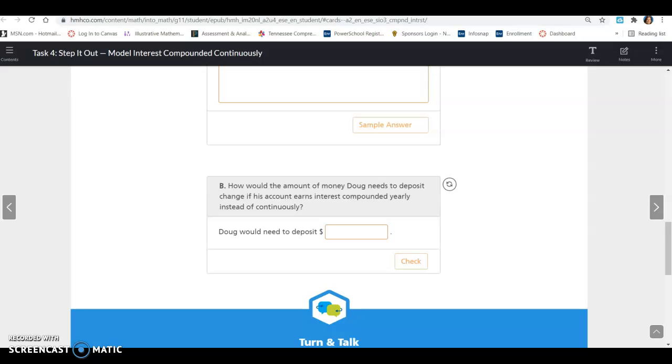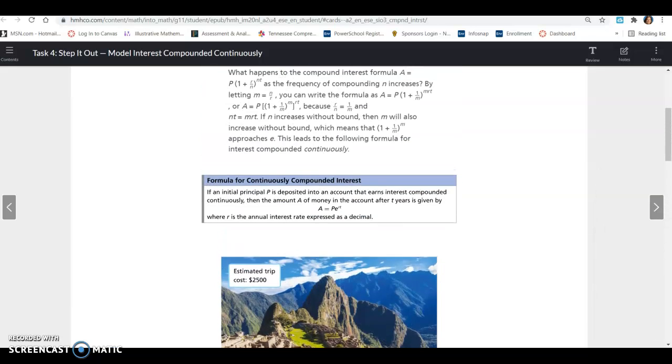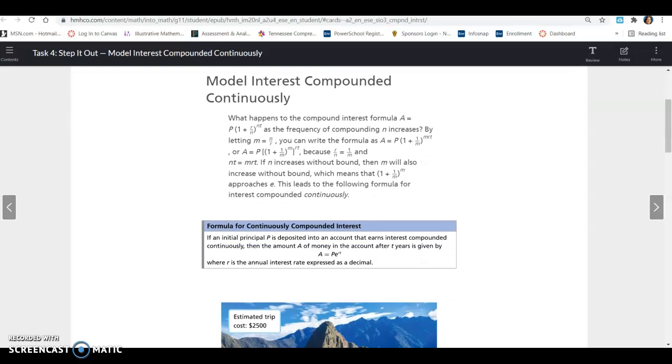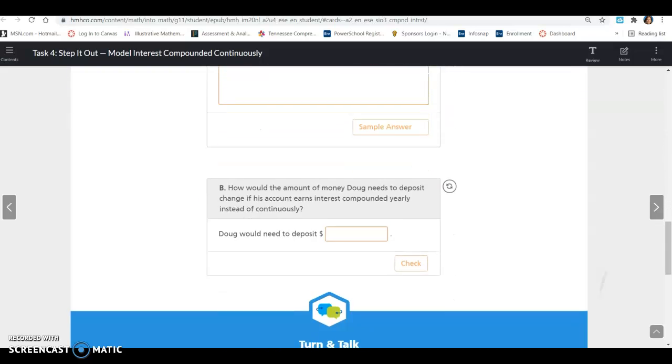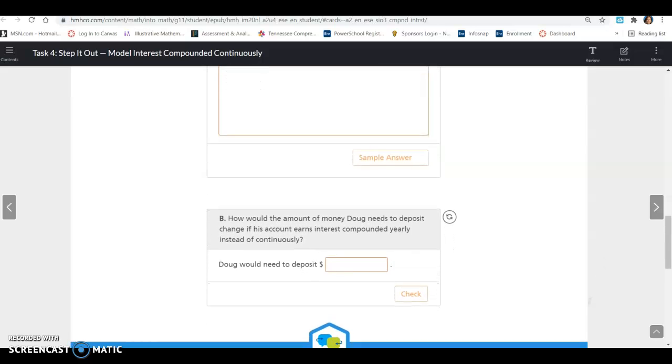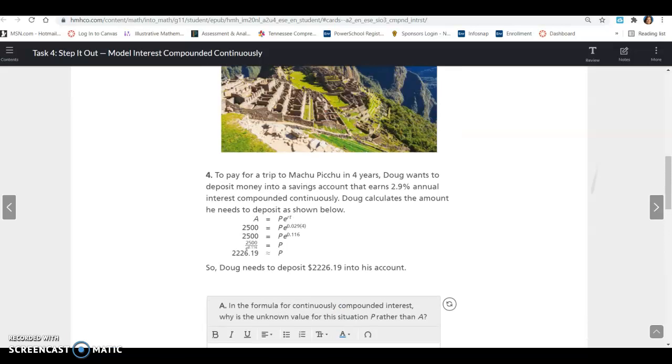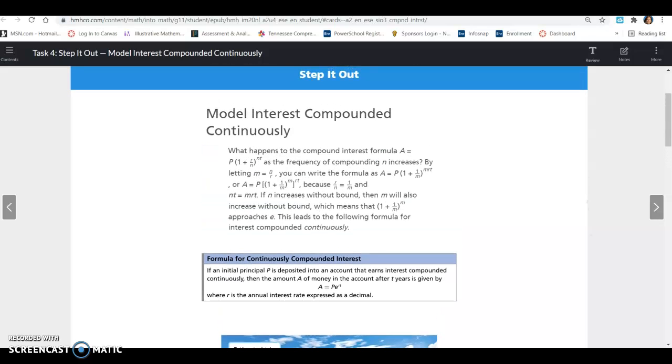How would the amount of money Doug needs to deposit change if his account earns interest compounded yearly instead of continuously? Well, if it earned interest compounded yearly, then you would have to use the original formula up here, and you would still have to solve for P, and then you may have a different principal that you have to start with instead of what it was. Doug would need to deposit how much money? All right, so let's look at this formula up here and see.